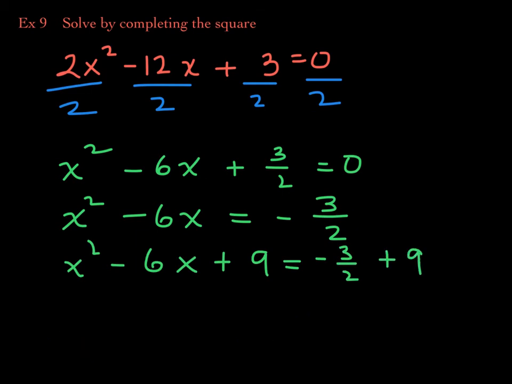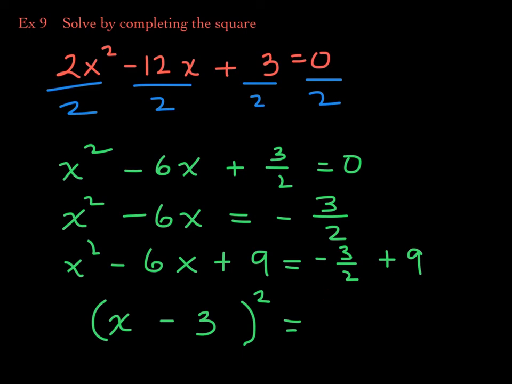Now the left-hand side is a perfect square trinomial, so you're going to write it as the square of a binomial. You're solving for x. The sign on the middle term is negative, so we'll bring down that sign. And you would have to square 3 in order to get 9. Okay? Now on the right-hand side, watch this.